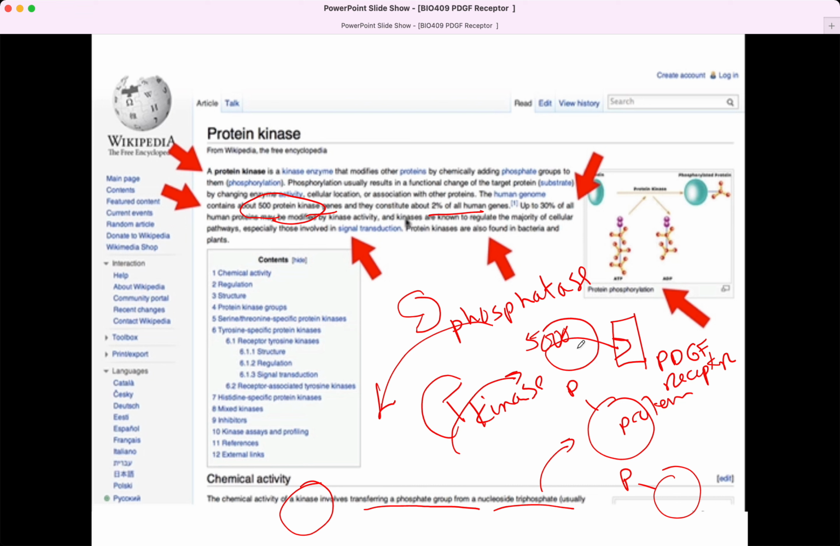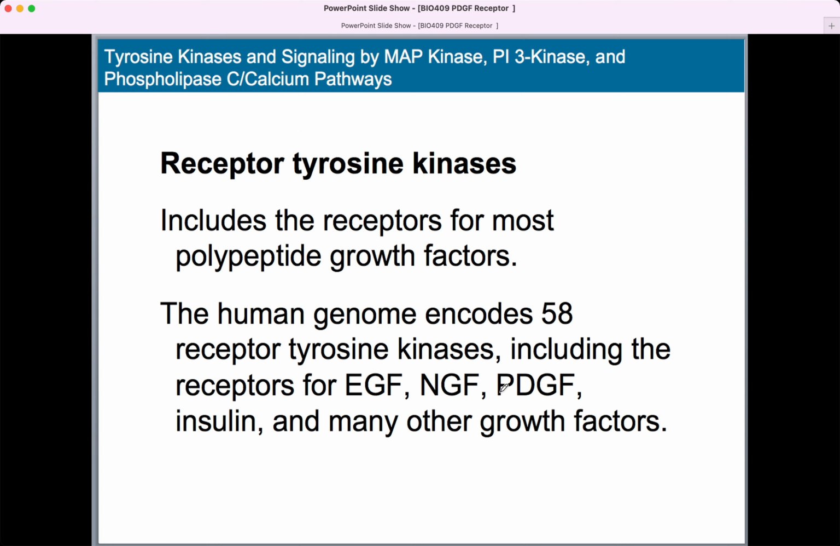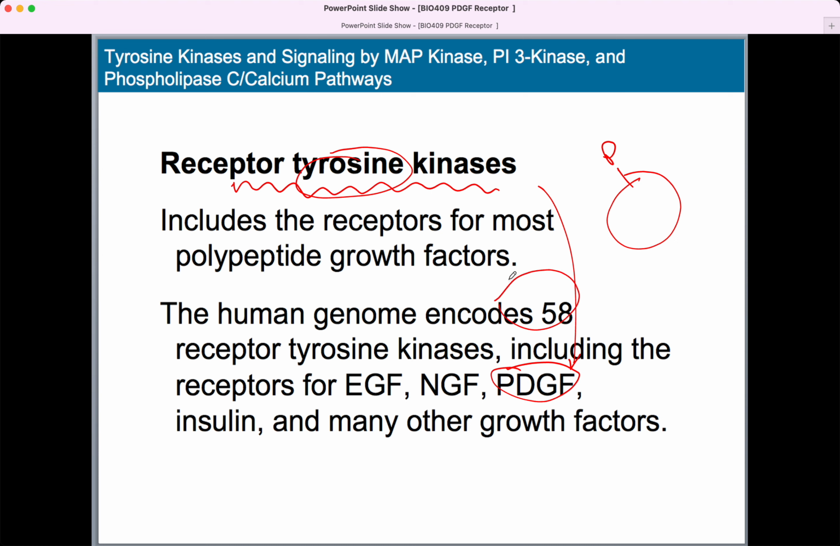So it's in that group, and of those, it's in a category of receptors that all have that same quality, that they function by phosphorylating targets when they're activated. So the PDGF receptor is a receptor that is a kinase, and it phosphorylates tyrosine amino acids on target proteins. So it's called a tyrosine kinase, and then it's a receptor. So this is called a receptor tyrosine kinase, and we have 58 of those in humans. And we'll talk about some other ones as well.